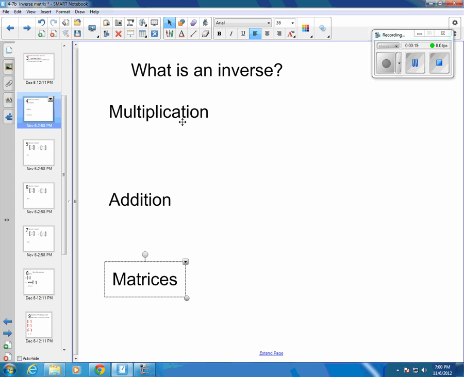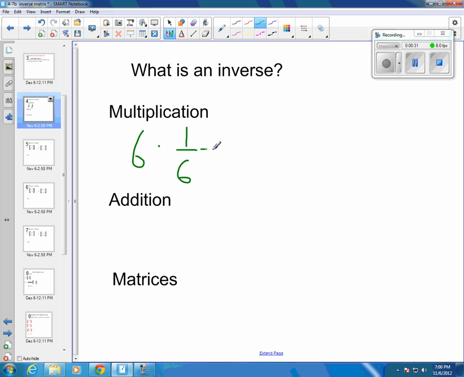So let's start with what the heck is an inverse? Let's start with multiplication. If I have 6, then the multiplicative inverse would be 1/6, because whenever I multiply 6 times 1/6, I get 1, which is the identity. So when you multiply together things and you get the identity, you're multiplying inverses of each other. If I take 2/3 and multiply that by 3/2, that would be 6/6, or 1. So these two would be inverses of each other.